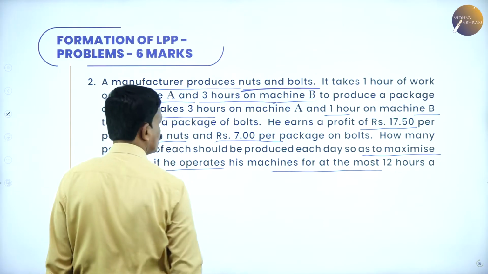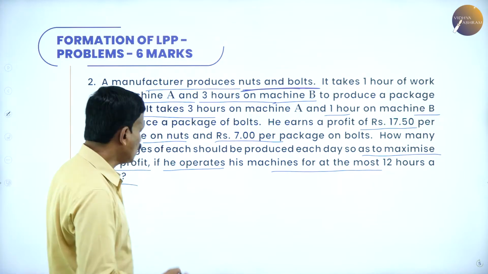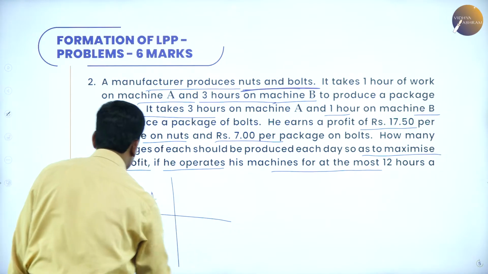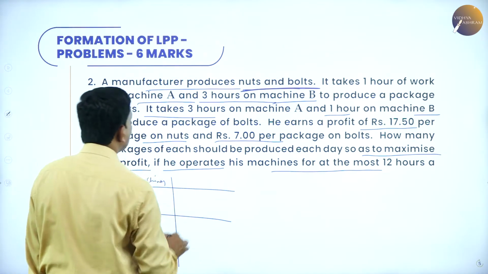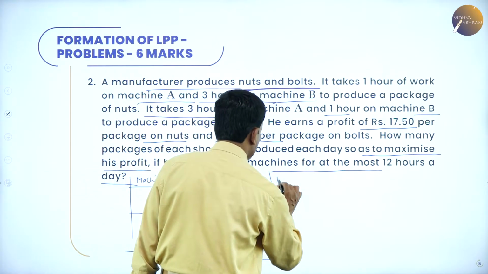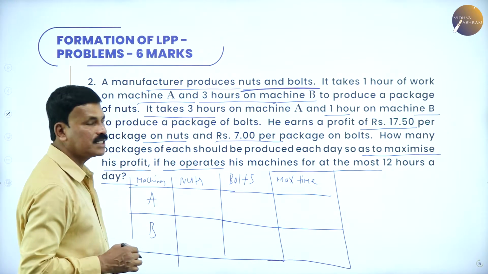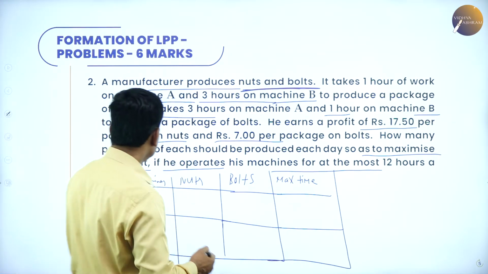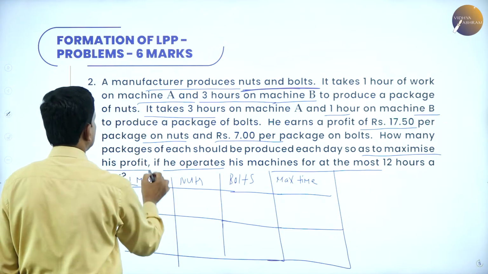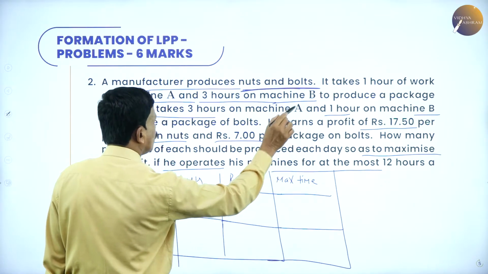So there are two types of machines, machine A and machine B, which produce nuts and bolts. Okay, these are the two machines. Now what do they produce? Nuts and bolts. Now the maximum time available. Now let us define the decision variables as x and y. Machine A takes 1 hour and machine B takes 3 hours.